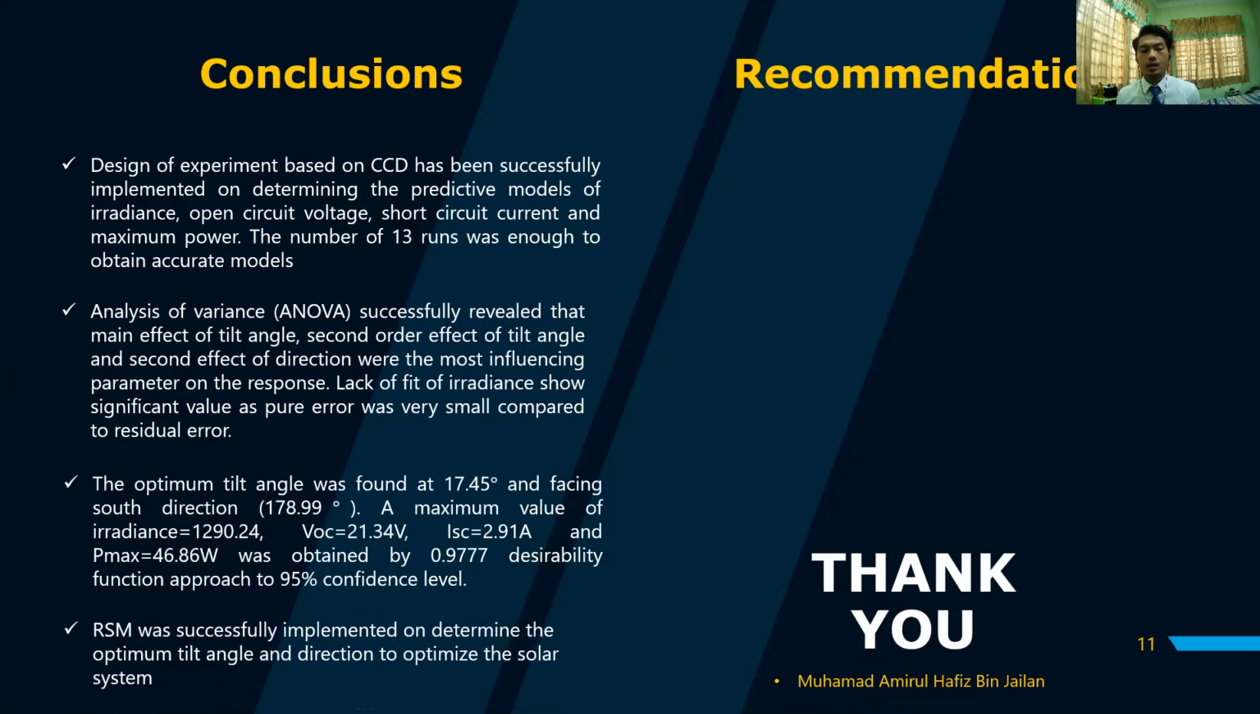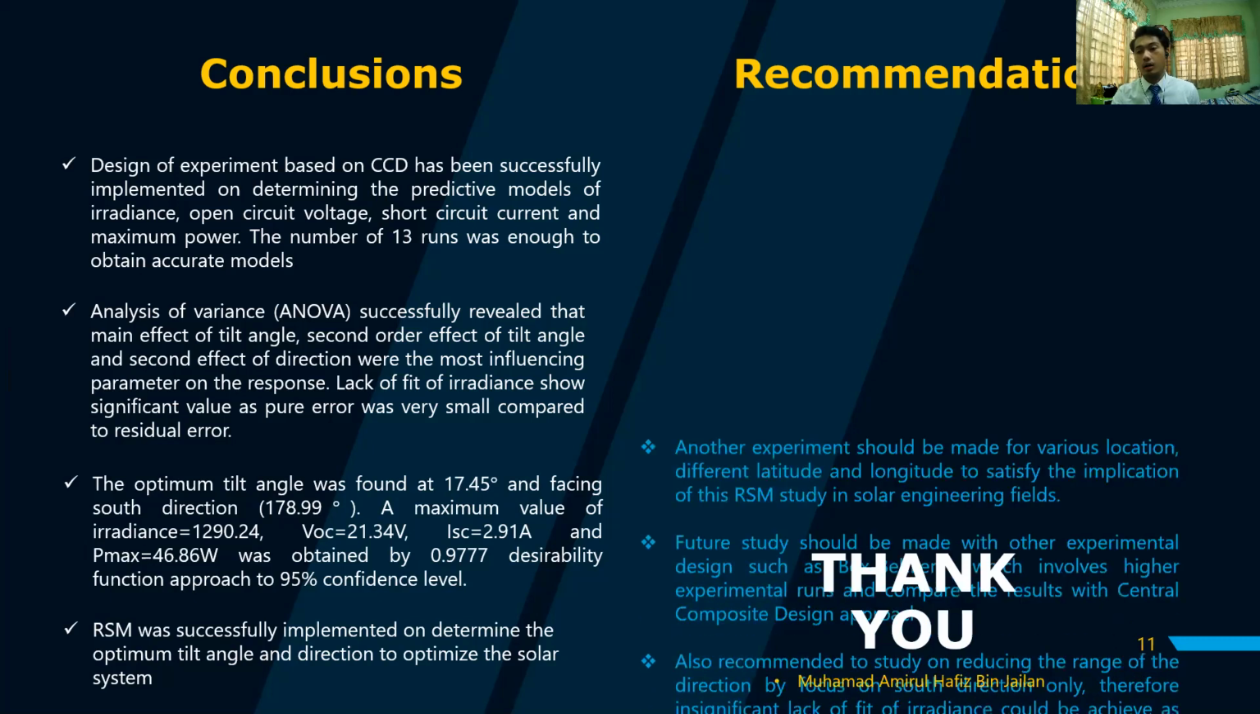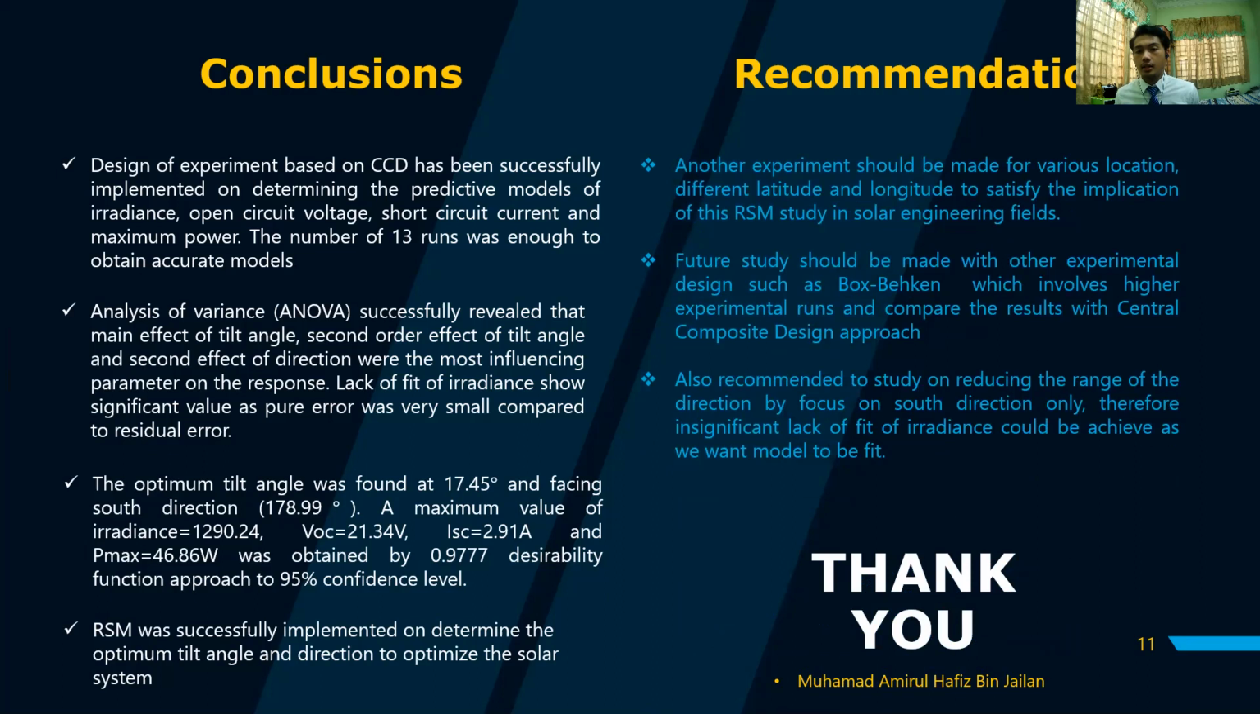And last but not least, RSM was successfully implemented to determine the optimal angle and direction to optimize the solar system. And for the recommendation, I can say that future studies should be made with other experimental designs, such as Box-Behnken, which involves more experimental runs, and compare the results with the central composite design approach. Also, another experiment should be made with various locations, different latitudes and longitudes, to satisfy the implication of this RSM study in the solar engineering field. Last but not least, I also recommend to study reducing the range of direction by focusing on the south direction only. I think that's all from me.